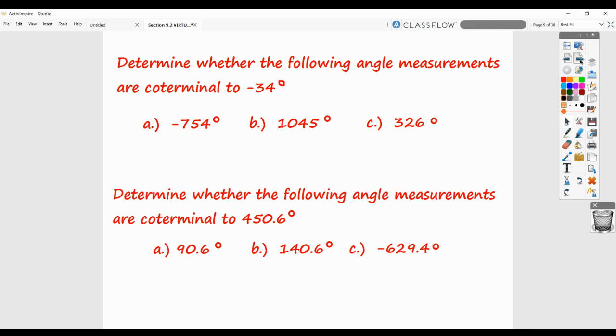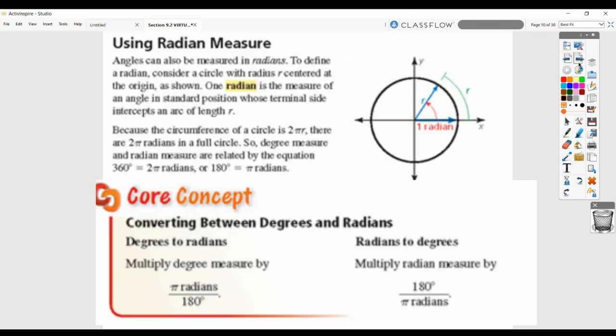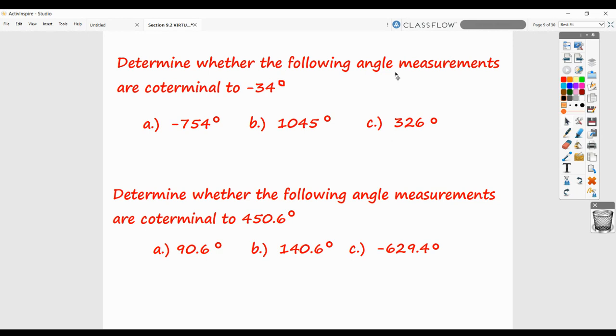Determine whether the following angle measurements are coterminal. Okay, so the way that you can determine whether something is coterminal is if I take the degree measure they give me and I subtract 360, subtract 360, subtract 360, and I get to this value, this really negative number, then that means it's coterminal.